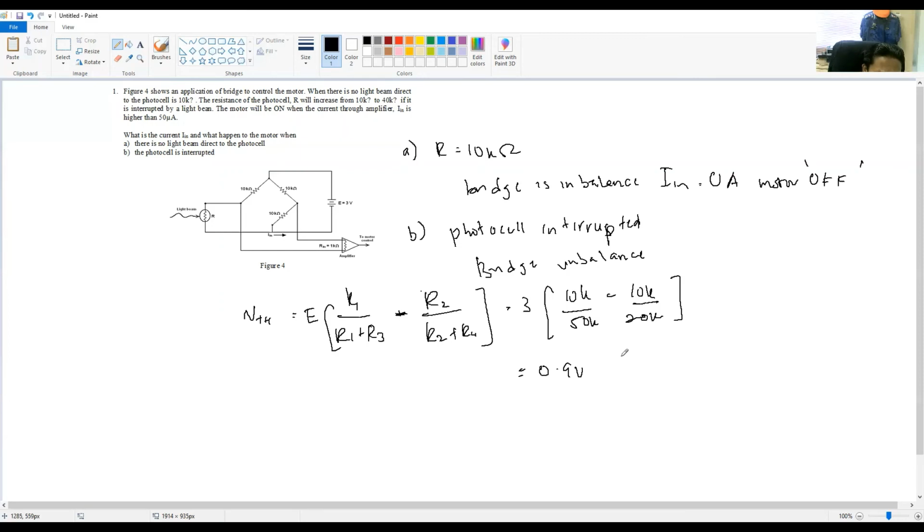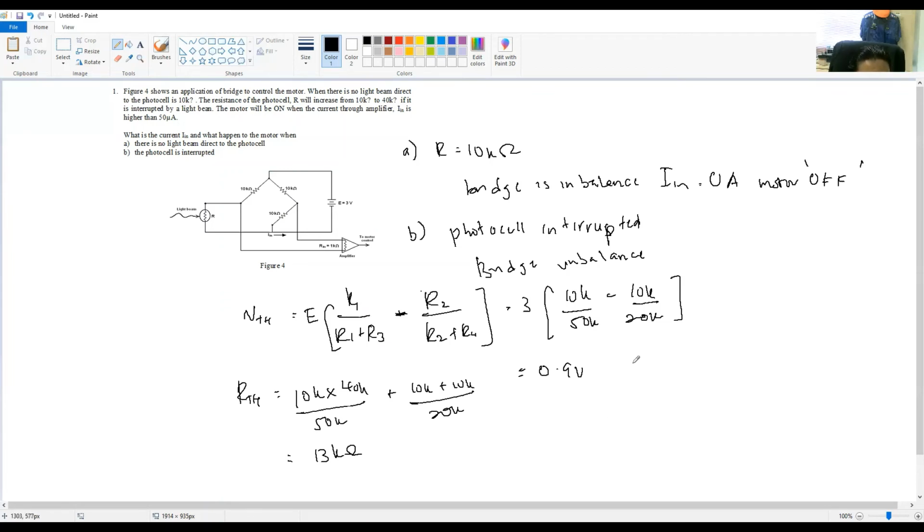Then next we have to calculate the RTH. Okay, the RTH, using the formula: 10K multiplied by 40K divided by 50K, plus 10K, plus 10K divided by 20K. So using your calculator to get the answer, RTH equals 13 kilo ohms.